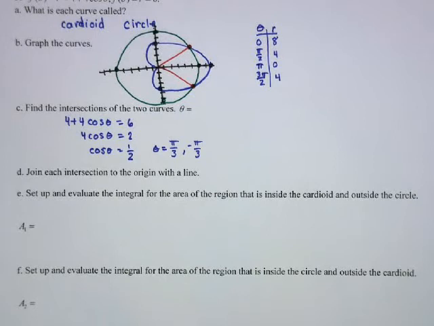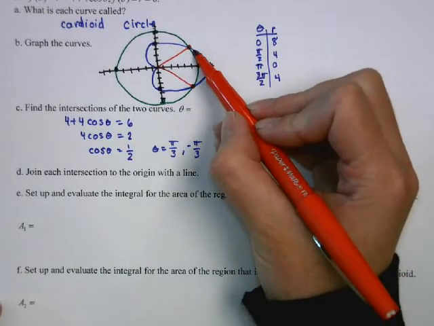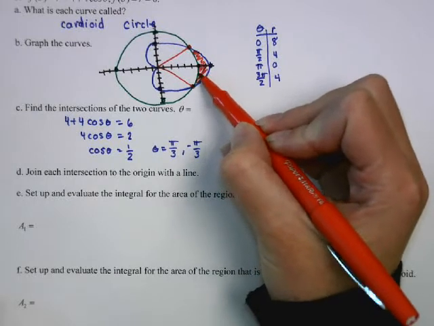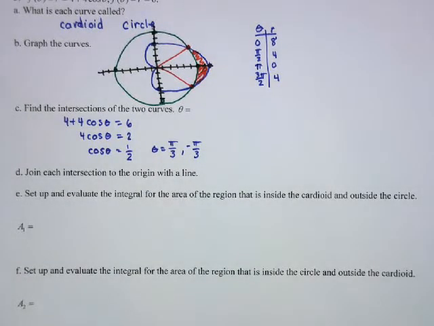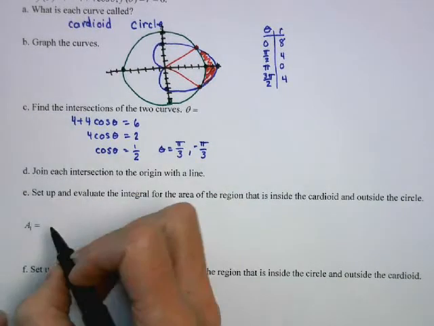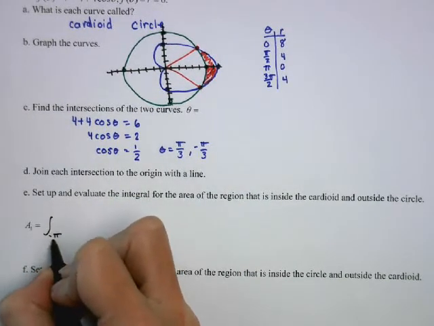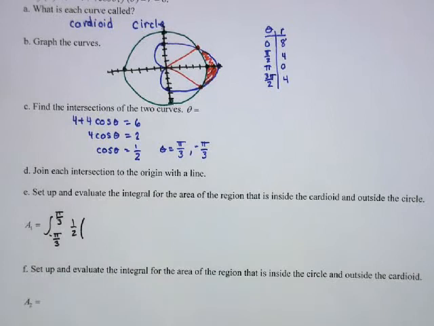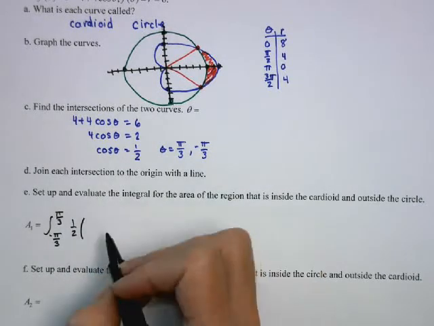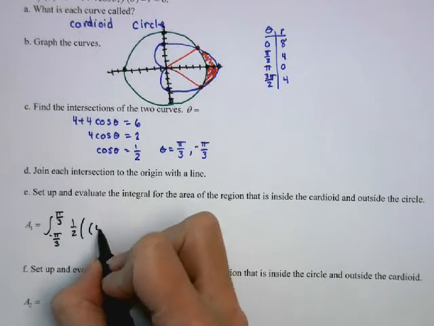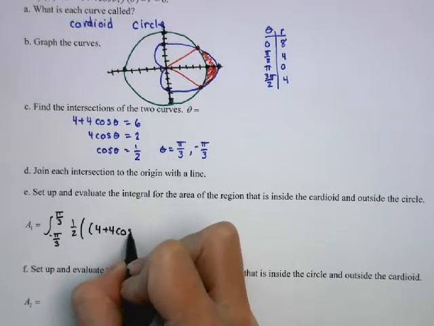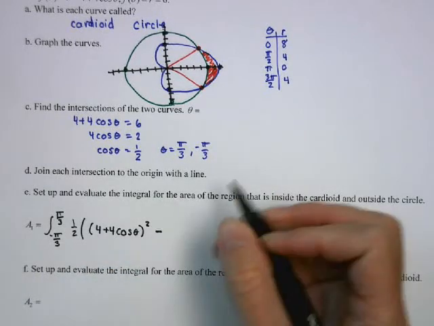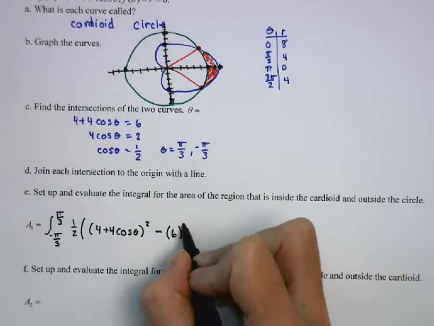So our first task here is to set up and evaluate an integral for the region that is inside the cardioid but outside of this circle. So that's going to be this area here. So this would be the integral from negative pi over 3 to pi over 3 of 1/2, and it's going to be the outside minus the inside. So the outside is going to be the cardioid, minus the inside, which is 6.